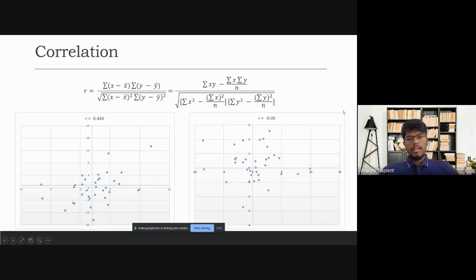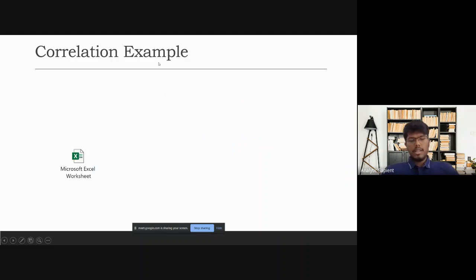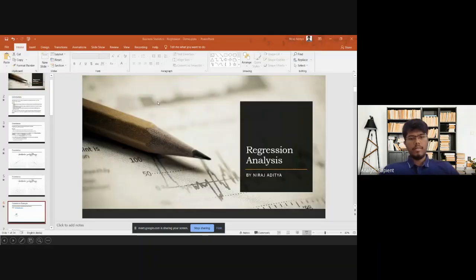And here we see that 0.05, it's almost equal to 0. Now you see that there is no correlation at all. As one is increasing, it can increase, decrease, you never know. So let's take an example and solve it in Excel.